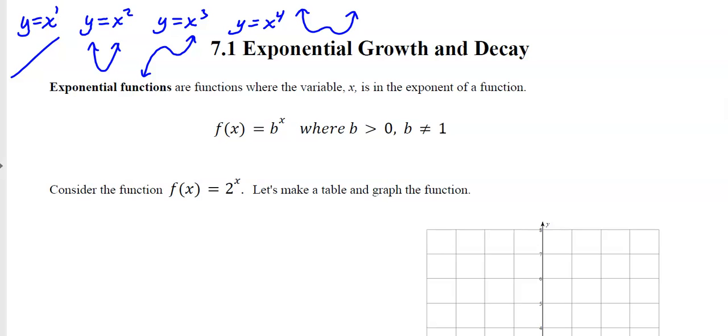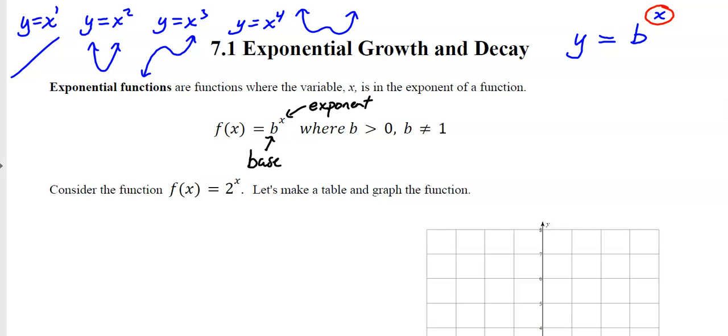Well, today the big difference is we are going to have some sort of an equation where we have a base number, but our x is going to be up here in the exponent. So that's the big difference: our variable term is going to be up here as the power. That's how you can spot one of these. So exponential functions are functions where the variable x is in the exponent. We normally refer to this piece right here as the base, and this is the exponent.